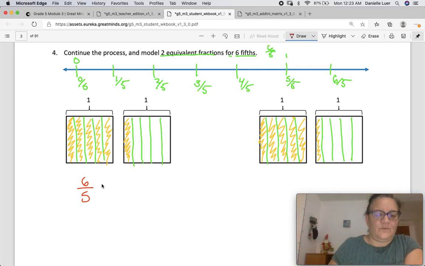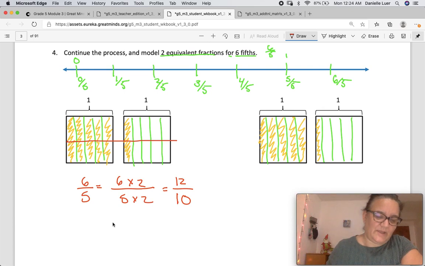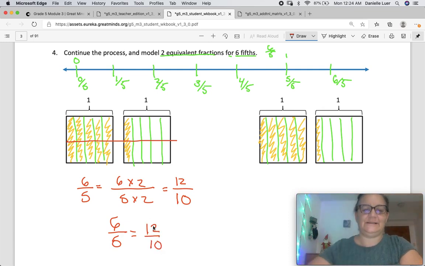Now, I've got my 6/5, and I want to make an equivalent fraction, so I'm just going to split it right in half. Okay, now what do I have? 1, 2, 3, 4, 5, 6, 7, 8, 9, 10, 11, 12 out of 10. Okay, what I did here then is 6 over 5 times 2 times 2. Works just the same way. So 6/5 equals 12/10.